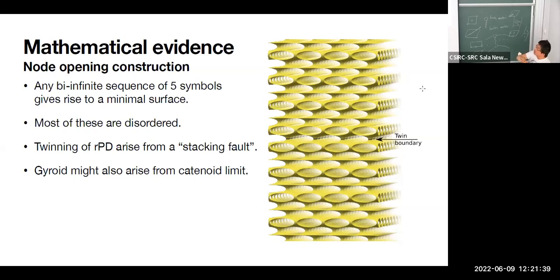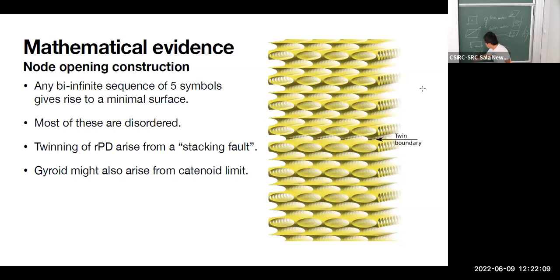Therefore, for each layer, I have 5 choices. So that is what I said last time. Any bi-infinite sequence of 5 symbols gives me an example, a family of minimal surface. That's the quantity of real numbers. And most of them are disordered. There's no order at all. But the twinning I want is just a special case.